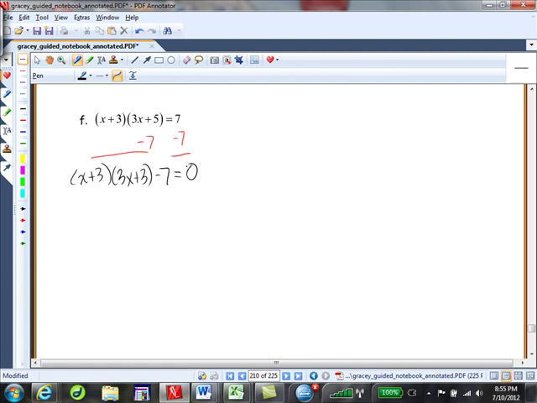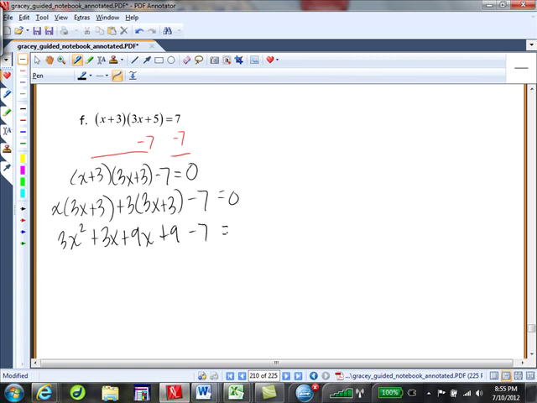Now in order to factor, as I'm sure you well know, we need to multiply all this stuff out. So we're going to have x times 3x plus 3, plus 3 times 3x plus 3. I'm using the distributive property. Minus 7 equals 0. We will get 3x squared plus 3x plus 9x plus 9 minus 7 is 0. We'll get 3x squared plus 12x plus 2 is 0.